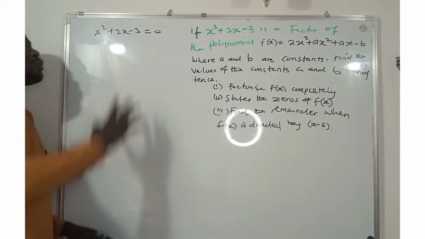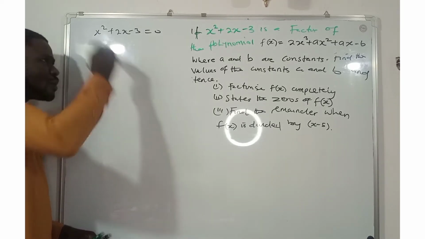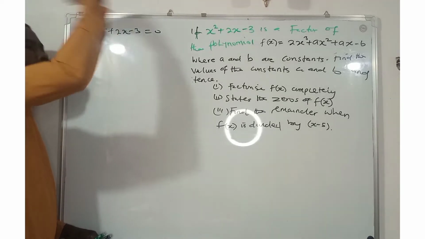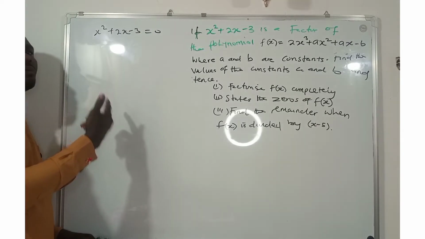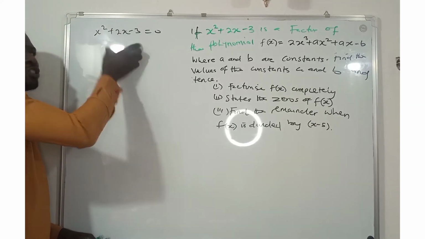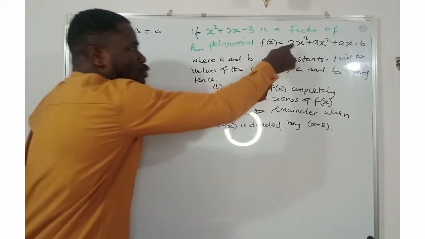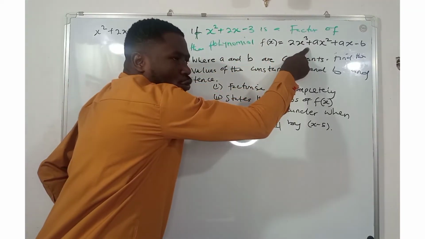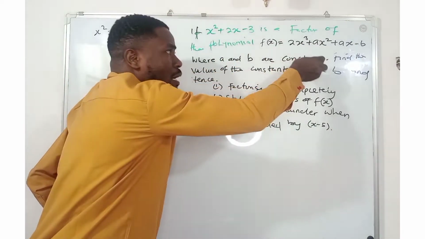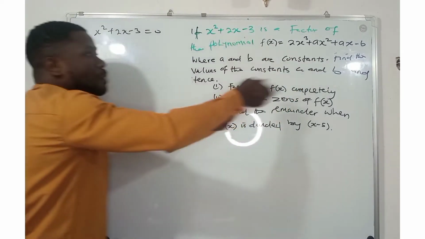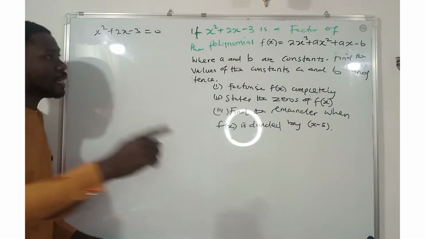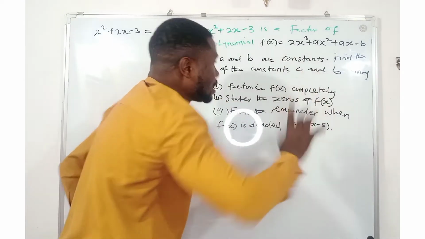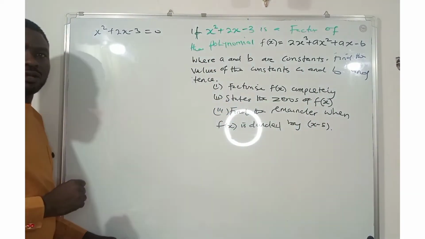Why is it important that we factorize this? I need to know the roots of this equation, because those roots will equally be the roots of the cubic. I will then use those roots to substitute and apply the remainder theorem principle to enable me to have the values of a and b. Remember that a and b are constants, and they asked us to find those two values.